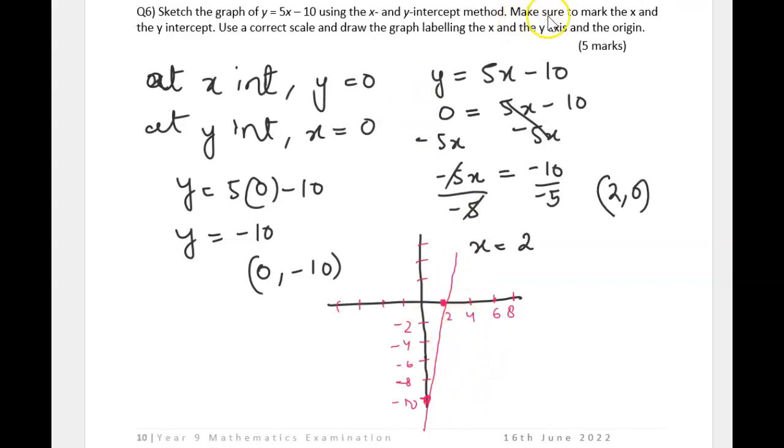It says, make sure you mark the X and the Y intercept. So this is your X intercept. Label them. So it's (2, 0). And your Y intercept is (0, minus 10).